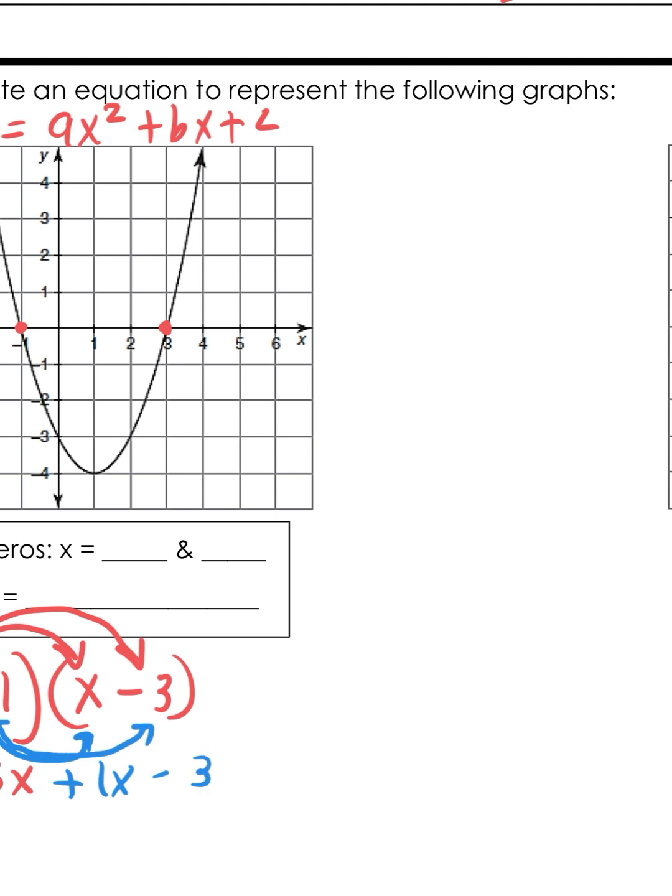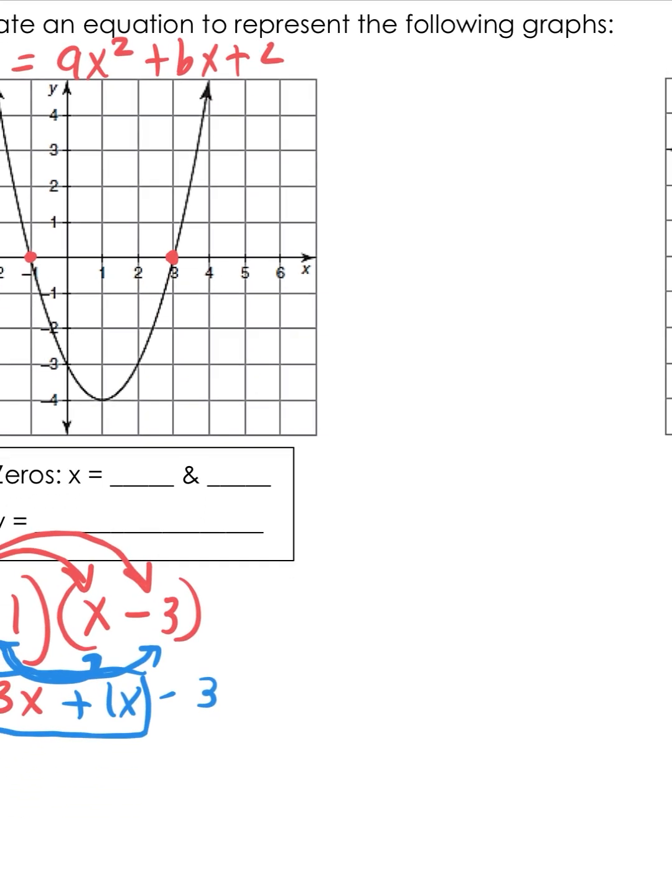And then we always had to group together these middle terms. And so the final standard form would be x squared minus 2x minus 3. That's your equation for this graph. And the zeros are -1 and positive 3. Those are the zeros for the expression. So if we don't have a graph, how do we come up with those zeros?